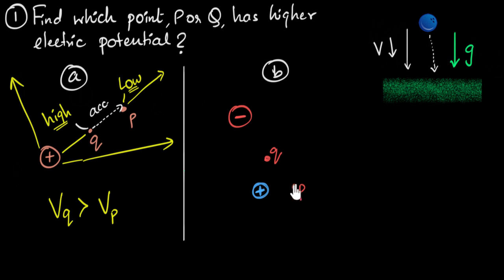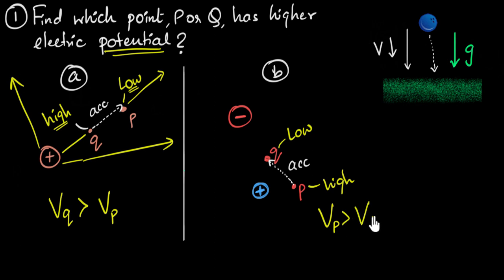So I know this, my charge is accelerating this way. So it's kind of like falling towards Q, losing potential energy. So I know that this should have high potential and this should have low potential. And remember, whenever you're doing this, you should always use a positive charge, because our potentials are always defined by positive charges, not negative. Okay, so this means Vp over here is higher than Vq.